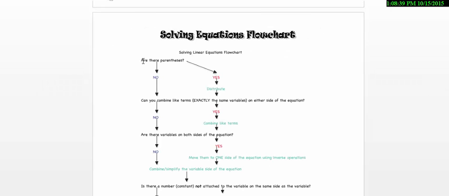The first thing that we have been looking at is, are there parentheses? In this case, the answer is no. Move down. Can you combine like terms on either side of the equation? The answer in this case is no. Are there variables on both sides of the equation? In this point, we have yes. It says move them to one side of the equation using inverse operations. So let's do that right now.